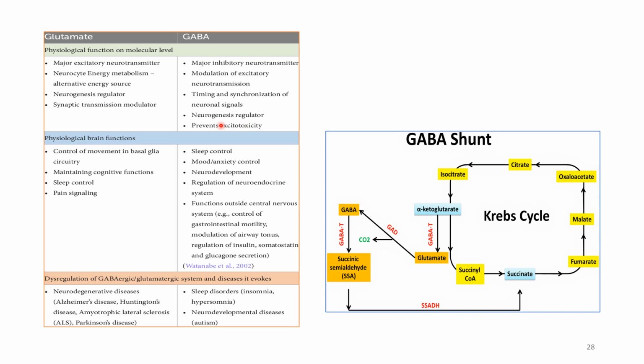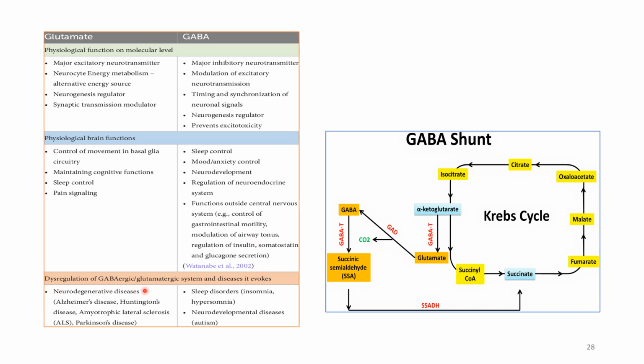Like glutamate, GABA is also important for the regulation of neurogenesis, and it is essential for the prevention of excitotoxicity. It is also helpful for sleep control, mood and anxiety control, neurodevelopment, and regulation of the neuroendocrine system. It also functions outside the central nervous system, like control of GIT motility, modulation of airway tonus, and regulation of insulin, somatostatin and glucagon secretion. So GABA is acting outside the CNS also.